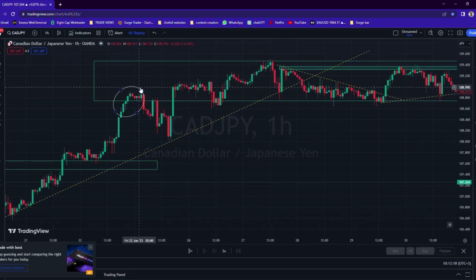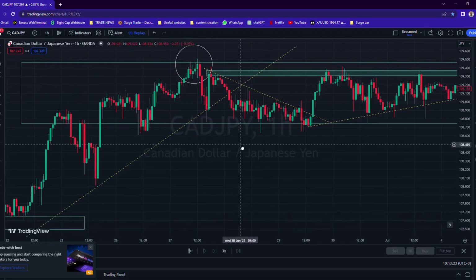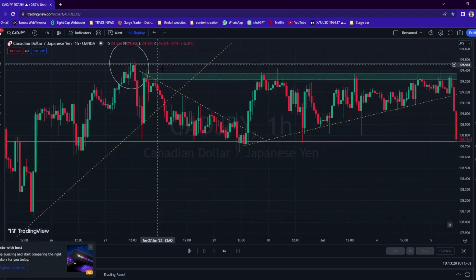So this was a clear indication that we still have more highs coming, until this high was created right there. Here price started moving between around 108.8 and 109.8. So this was a very clear 80 pips, a range of 80 pips.